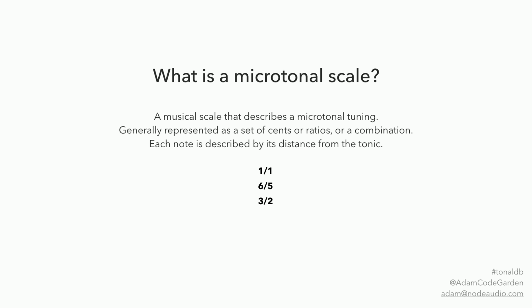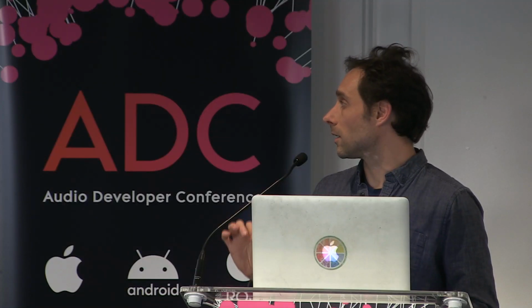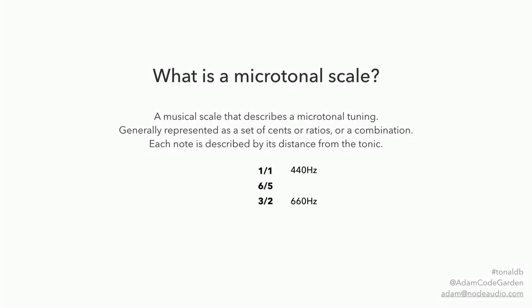So here's a super simple scale. It's a just intonation minor triad. For example, if you're 1/1, which is your root or tonic, imagine that's an A at 440 hertz, you'd work out the frequency of the 3/2, which is a fifth, at 660 hertz, and that would give you a beautiful perfect fifth where the harmonics line up.